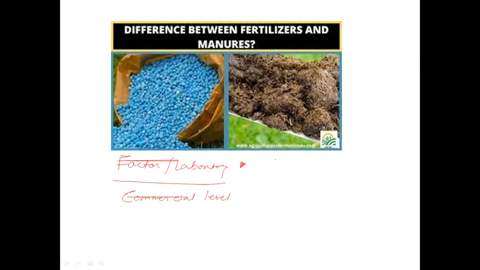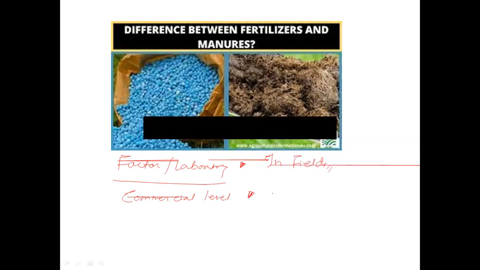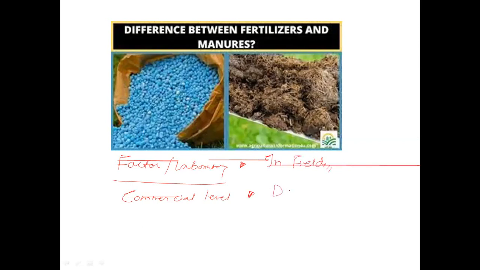And one can be produced in fields. They are usually produced for domestic consumption. That is, produced at a domestic level. Domestic means at a smaller level. All right.